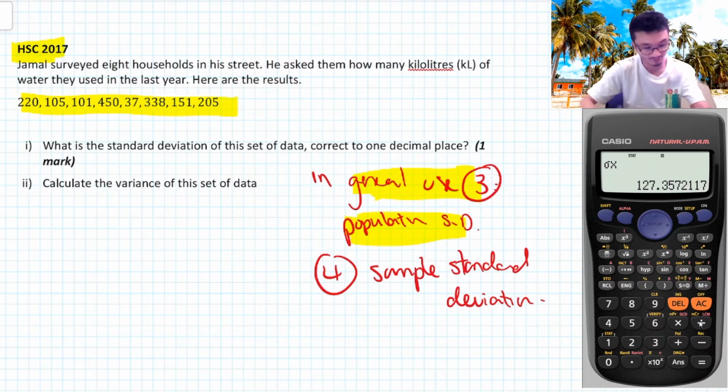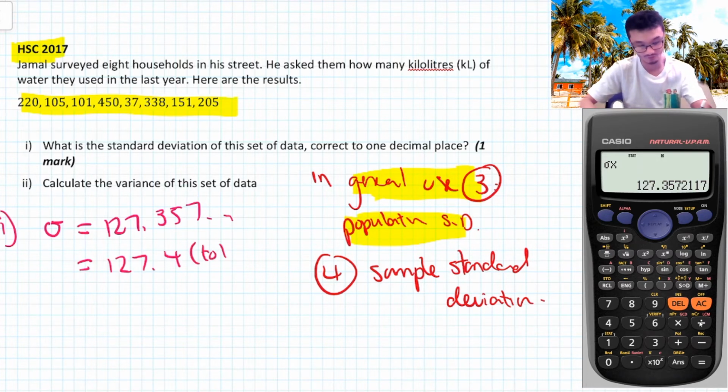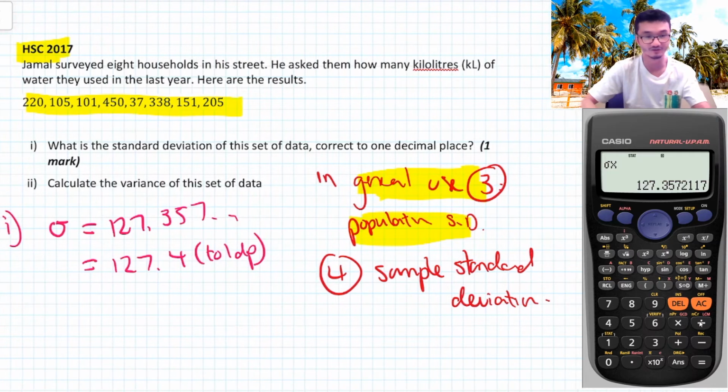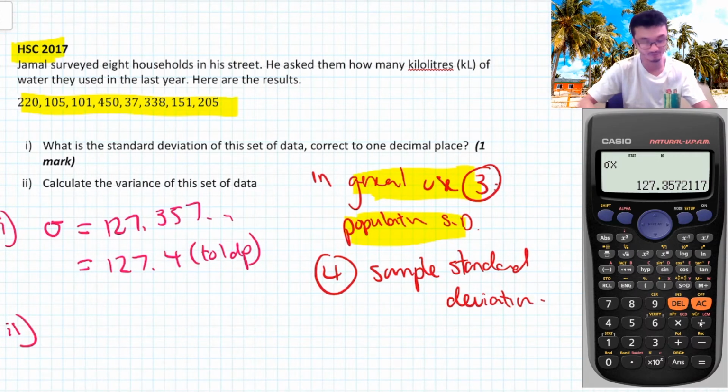Okay, so for part 1, sigma is equal to 127.357, lots of decimals. We want to round to 1 decimal place, so it's 127.4 to 1 dp. Okay, that's the standard deviation. Part 2, calculate the variance. Well, remember, what's the relationship?